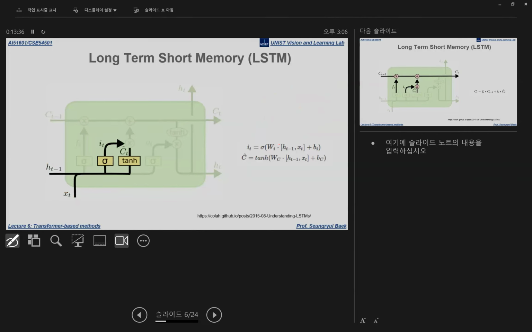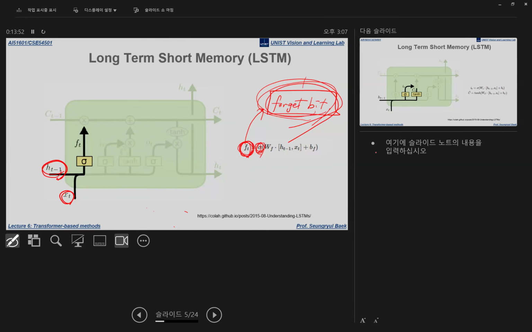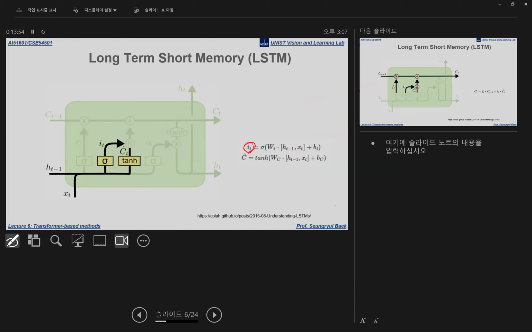And another piece of information we have to estimate is the i of t, and this is the bit for retaining. So some of the information we will retain, and some of the information we will forget. So we have to estimate two bits.